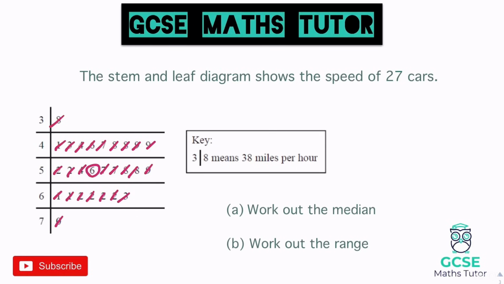Don't forget the key though, it says 3-8 or 3 line 8 means 38. So that's next to the 5, so it's 5 and 6, which is 56. So the median there would be 56.